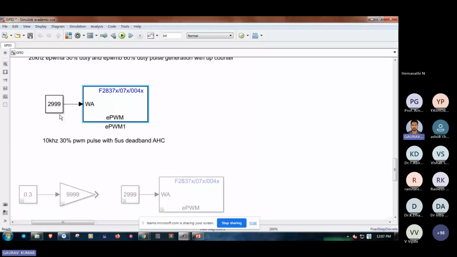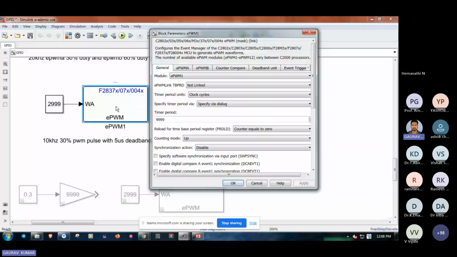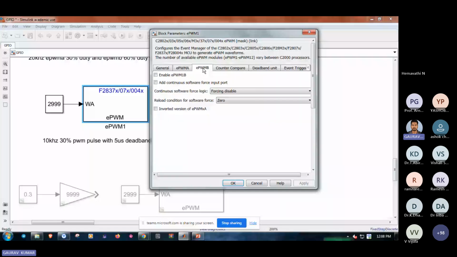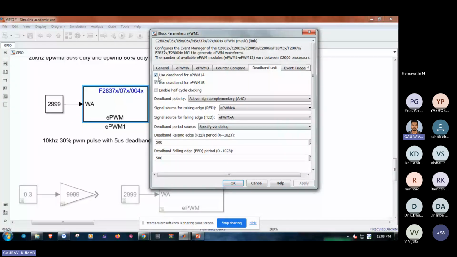Okay, this comes. Here you can see, if we want to generate the deadband, we go for the EPWM 1A. We set the action qualifier, which I have told you, in the up counter. We don't have to enable the EPWM chopper. We don't have to invert it. We don't have to do anything in this one. And just go for the deadband unit and click on EPWM1A and EPWM1B. Both you have to turn on so that we can see the deadband.